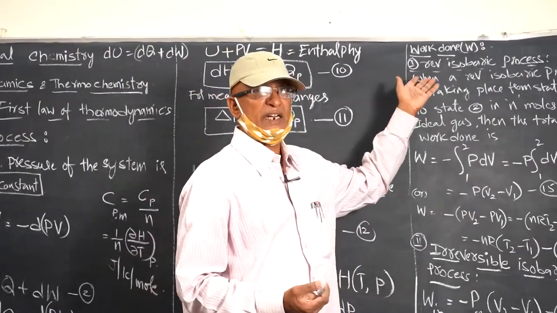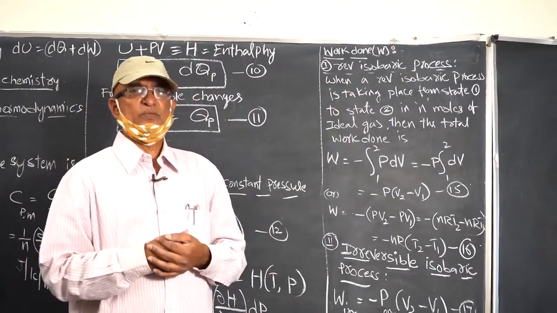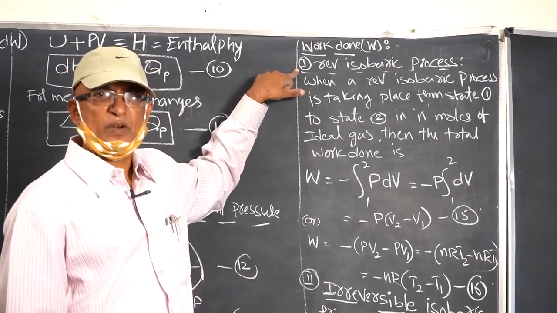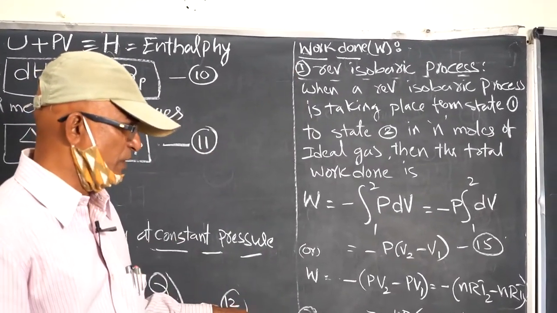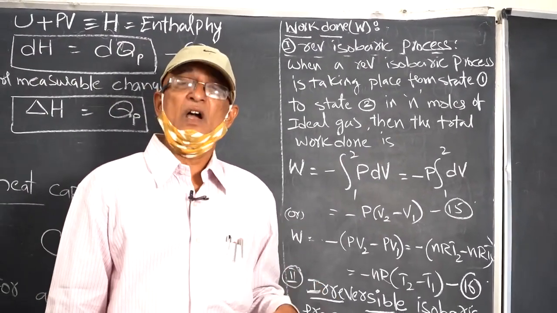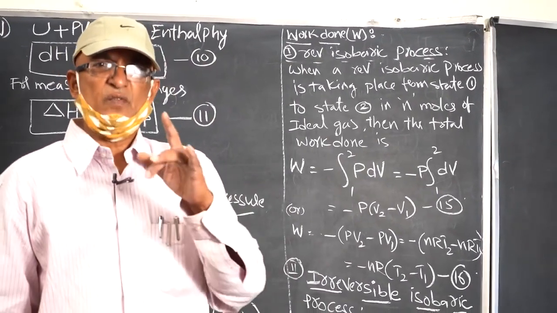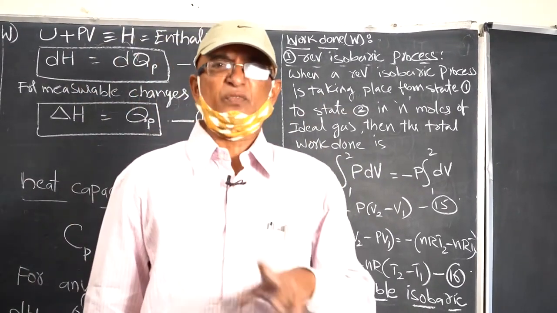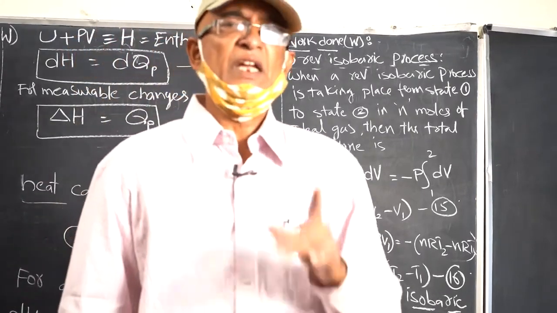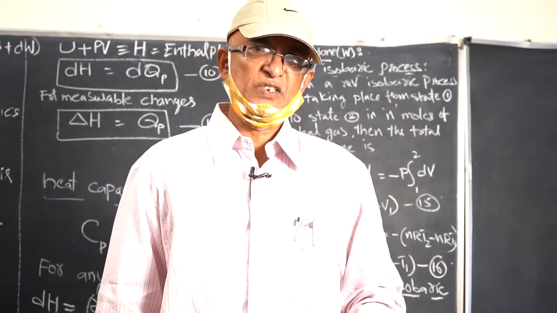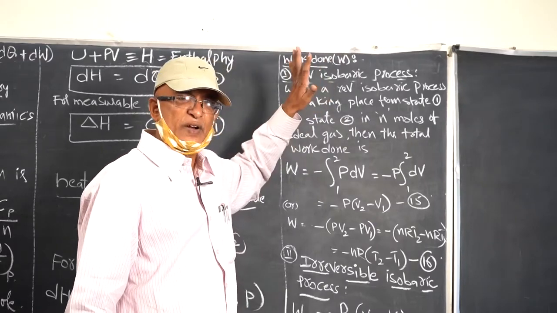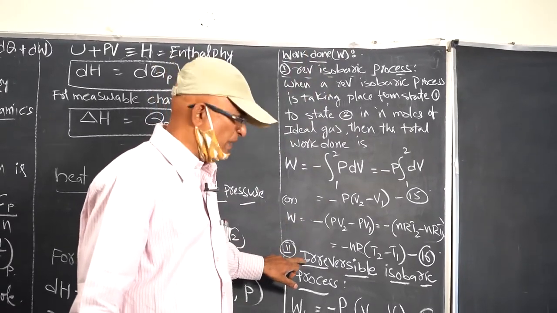Here we have to calculate the work done because in this process the work done is not 0. First we calculate the work done in a reversible isobaric process, then in an irreversible isobaric process. You can ask why we calculate separately. Because work is a path function; it depends on the path in which the process takes place. As this process taking place in a reversible path gives work done different from one taking place in an irreversible path.